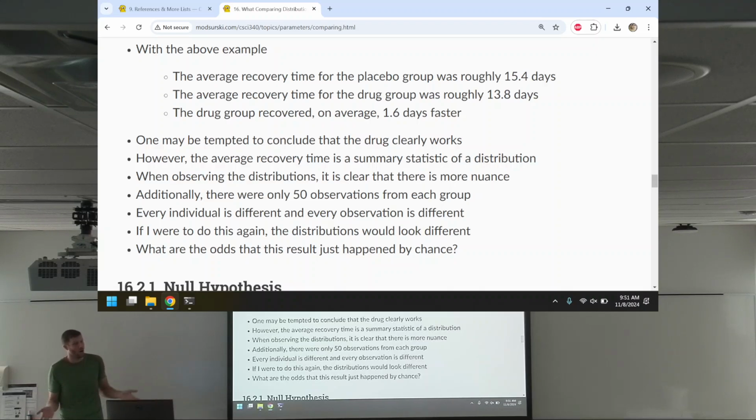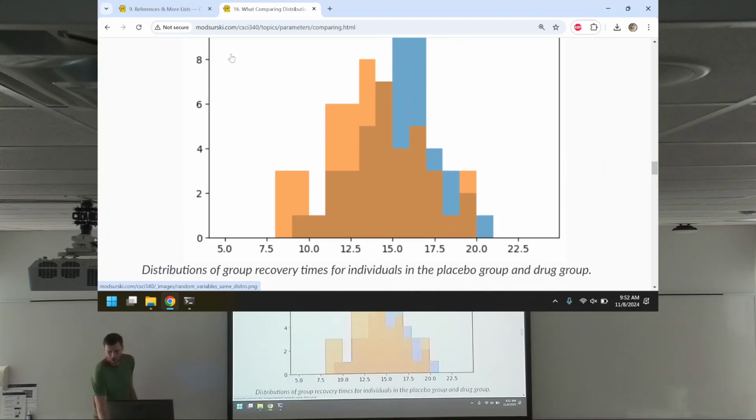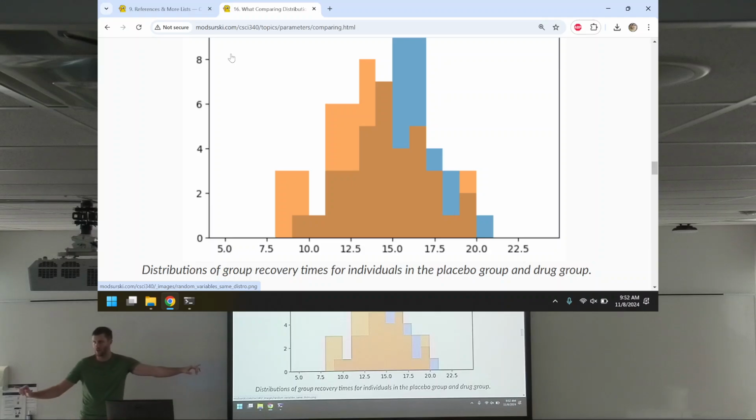I don't know. So if I were to do this again, what are the odds that this result just happened by chance? We all agree it's entirely possible that, look, I took 50 observations. I know you've all hit run on your GA several times and you get a little bit different results every time, right? In fact, the results might be wildly different every time you hit run, right? It can happen.